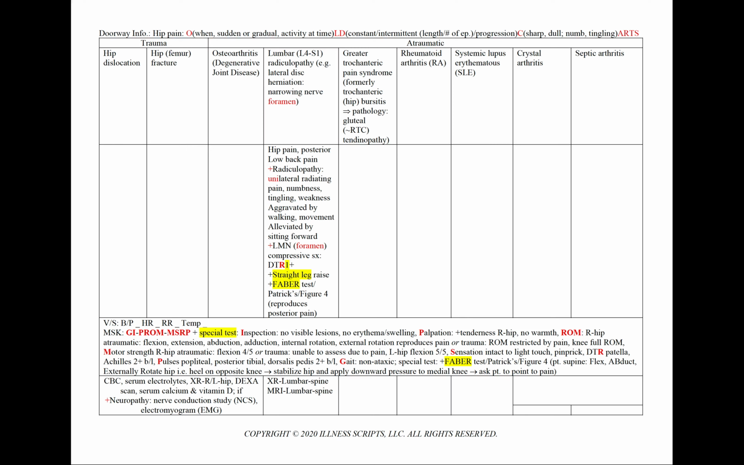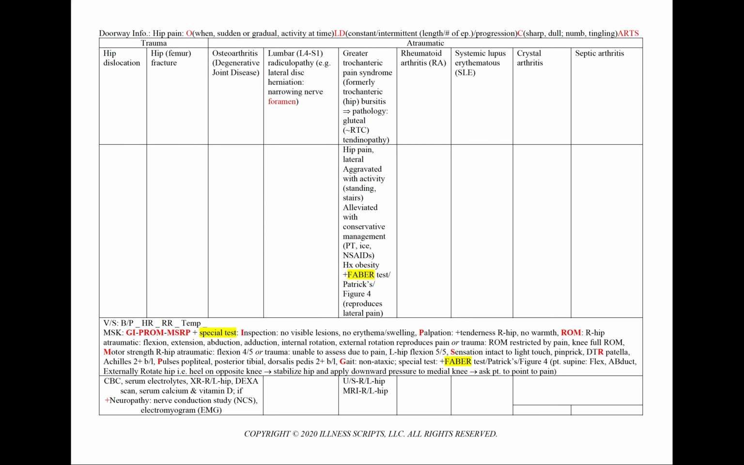And we can find lower motor nerve or foramina symptoms, including delayed deep tendon reflexes when we check our patella or Achilles. Also, a positive FABER test, also known as a Patrick's or figure 4, reproducing posterior pain if it's the S1 nerve root or lateral pain if the L4 or L5 nerve root. And we'll add to our workup an x-ray of the lumbar spine and an MRI of the lumbar spine.